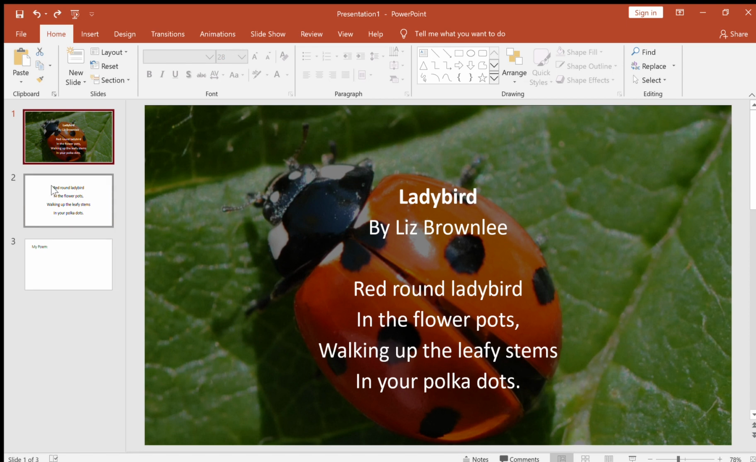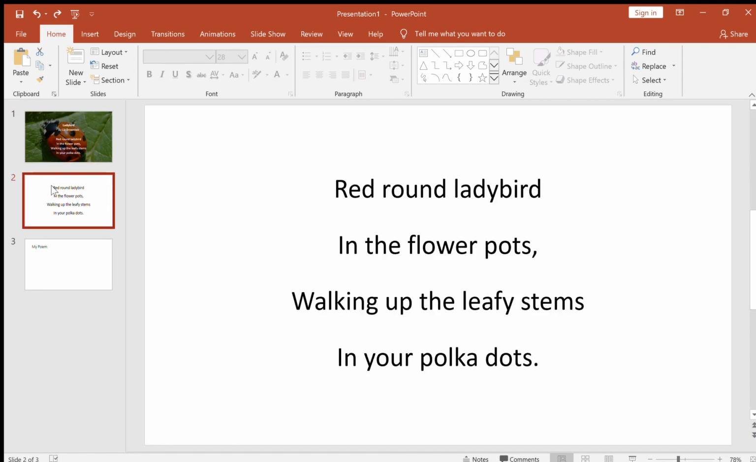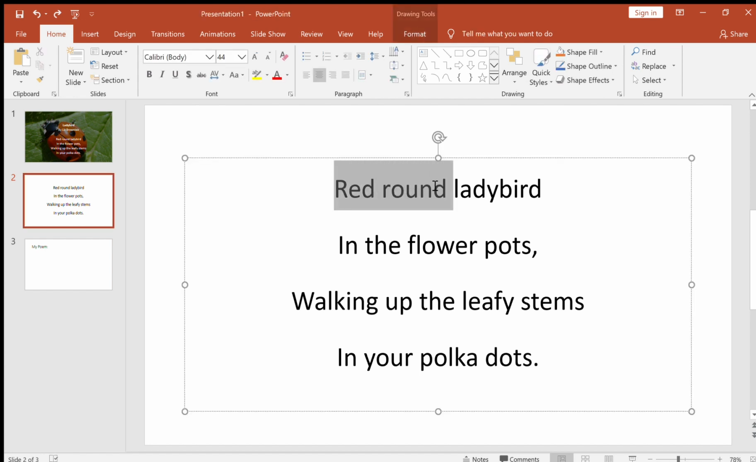Okay, let me show you then how we're going to write a poem, because it's a lot easier than we think at this point. Just a few things we need to remember. We need to include some adjectives. We need to include verbs and tell the reader where we could find this mini beast. So, for example, the ladybird was flower pots and leafy stems.